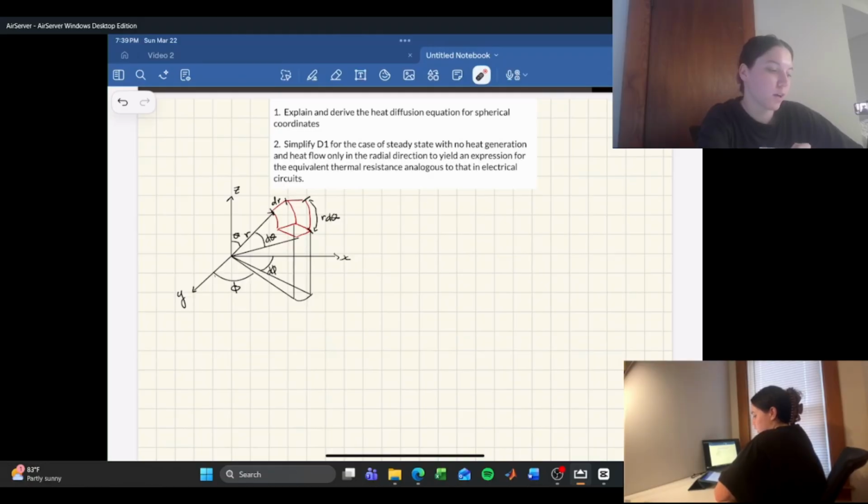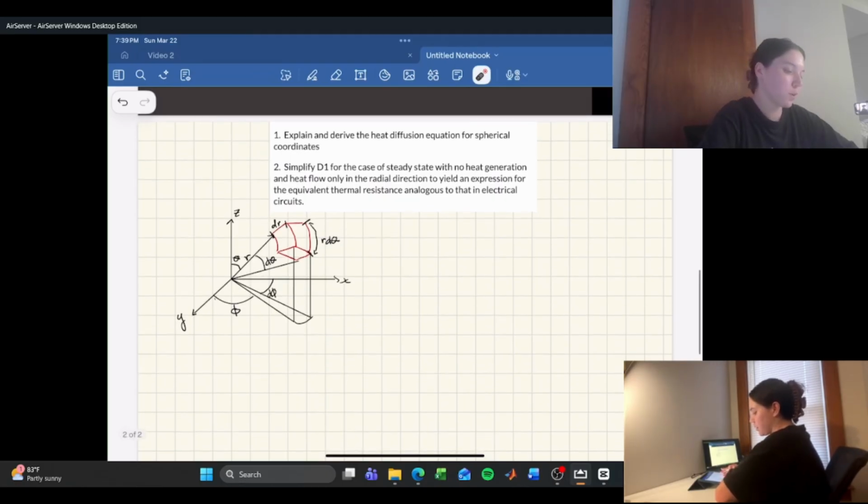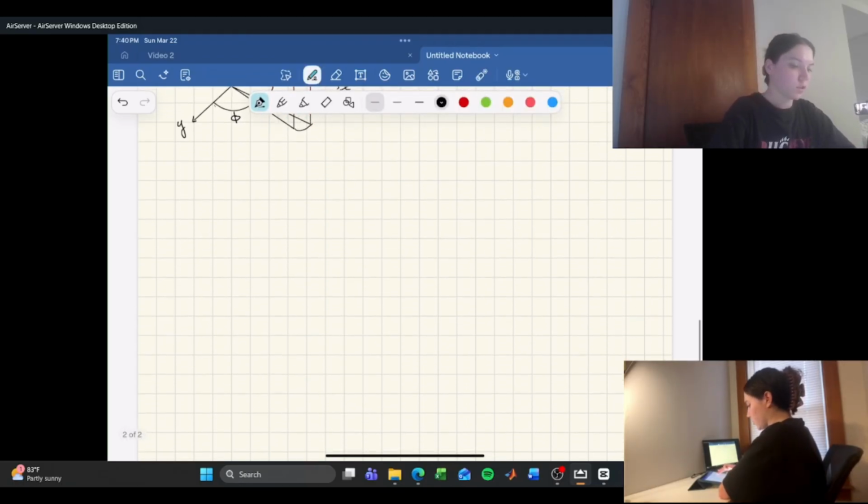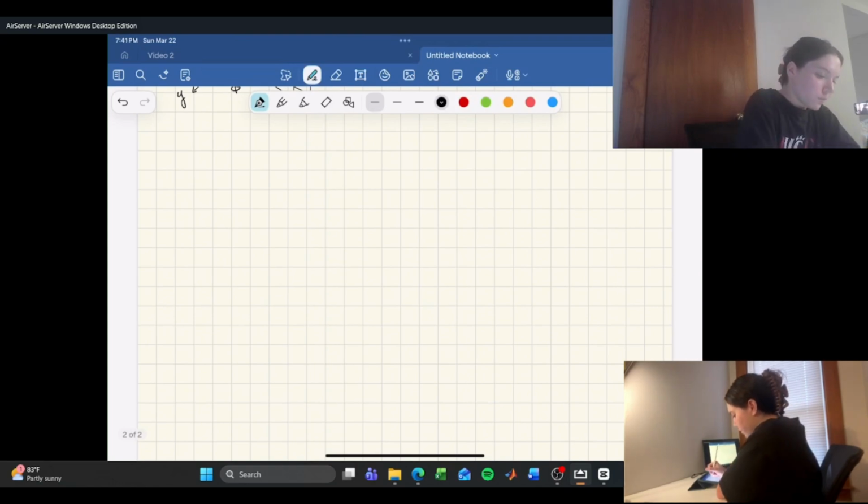So today I'm going to explain and derive the heat diffusion equation for spherical coordinates. I tried to draw it here, but this is just a section of a sphere, and we're going to see what the equation looks like at this point and then what it looks like down here in its projection image. Okay, so let's start with the change in volume.